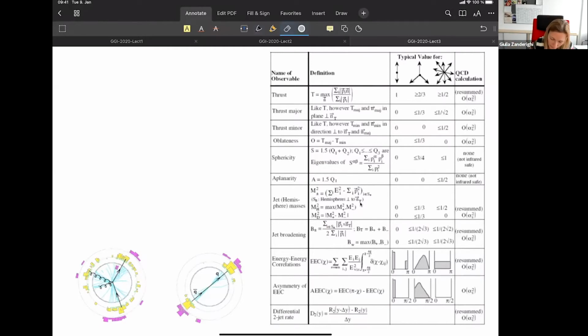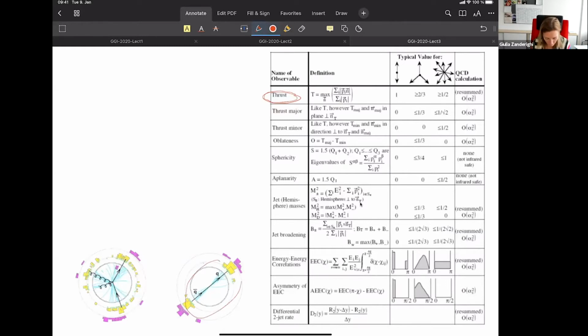One of the best known is maybe the thrust, which is written down here. What you do is take an event, project all the momenta, find a direction where the projection of momenta is maximized, and the thrust value is the projection along that axis. So in this event that you see here, all radiation is aligned along this axis. When you project along this and then normalize, you will get a value that is very close to 1.